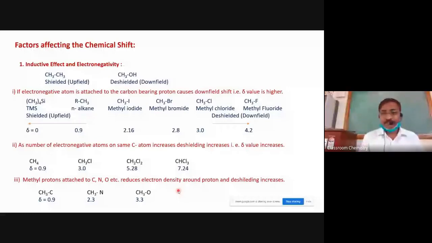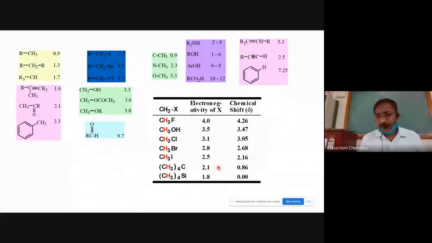Okay, so this is a very important part that you have to remember now. So these are some trends. Actually, when we see the electronegativity of halogens, the electronegativity of fluorine is 4, oxygen is 3.5, chlorine 3.1, bromine 2.8, then that of iodine is 2.5, and here we can observe this kind of electronegativity. And when we observe the delta value, as electronegativity decreases, delta value decreases, and up to TMS it is 0. While for tetramethyl carbon, it is 0.86. So in this way, we have observed the correlation between electronegativity and chemical shift value.